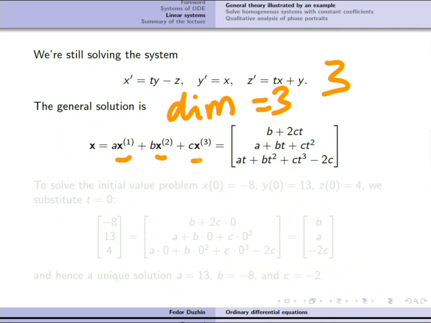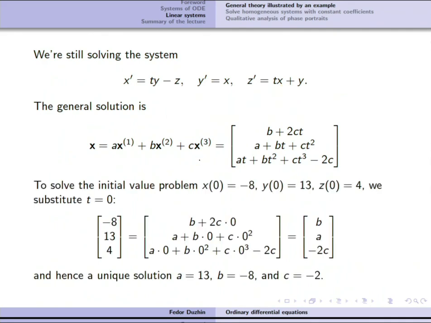Suppose that we want to solve some initial value problem, right? Then we just substitute the value of t, which is 0 here, and then equate the left-hand side to the right-hand side, and then we can solve for the coefficients.